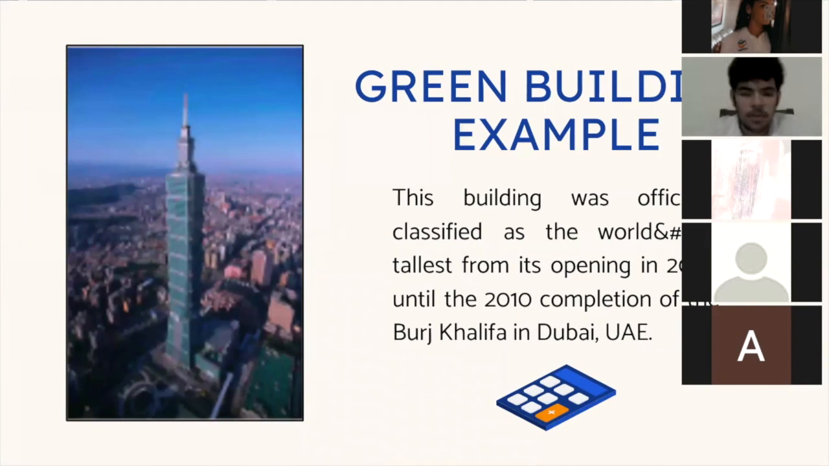Another example of a green building is the Taipei 101. This building was officially classified as the world's tallest from its opening in 2004 until 2010, when it was surpassed by the Burj Khalifa in Dubai. Taipei 101 has a height of 508 meters and has been awarded the LEED Platinum Certification for Leadership in Energy and Environmental Design. Taipei 101's energy consumption is 30% lower in comparison to an average building, leading to annual energy cost savings of $700,000.